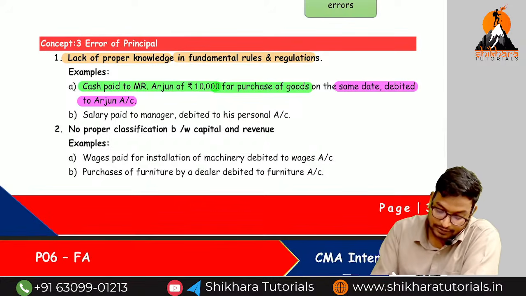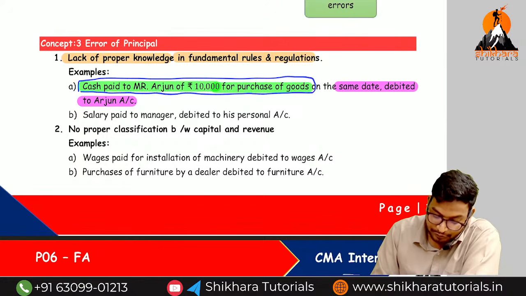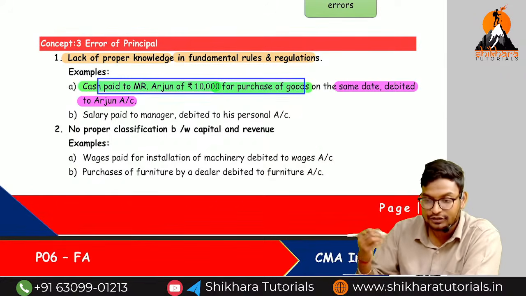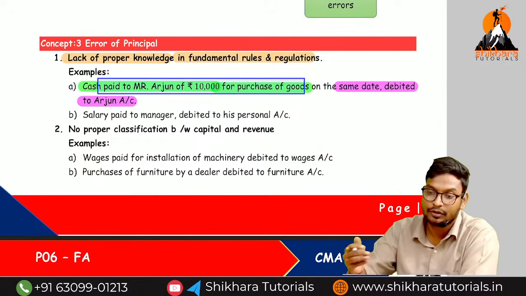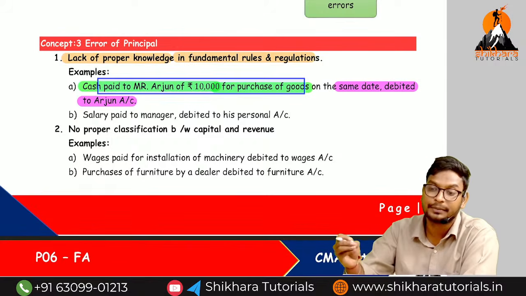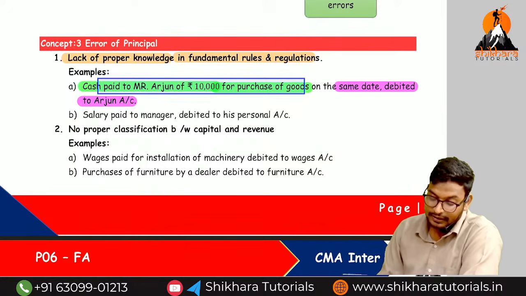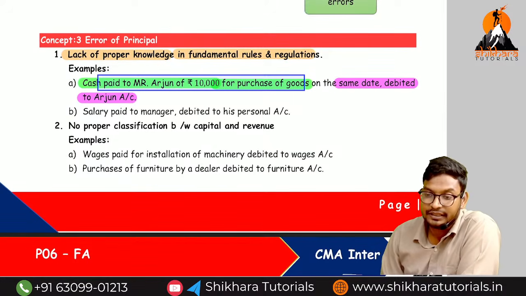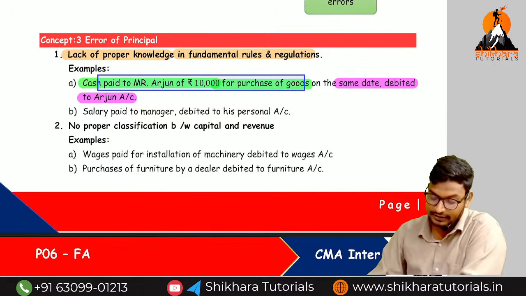What is the first half? Cash paid to Mr. Arjun of rupees 10,000 for purchase of goods. What is the entry you need to write? We have paid the cash to Arjun for the purpose of purchase of goods. What is the entry? Purchase account debited to cash account. I will show you clearly, no problem.